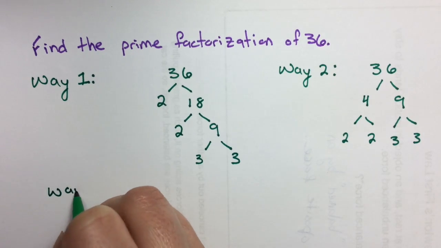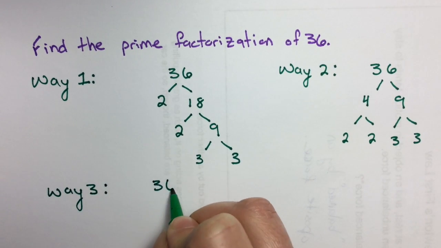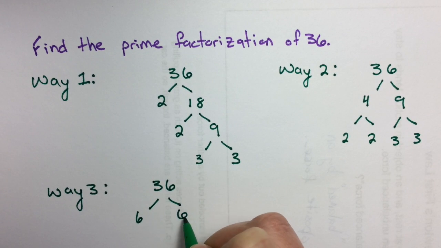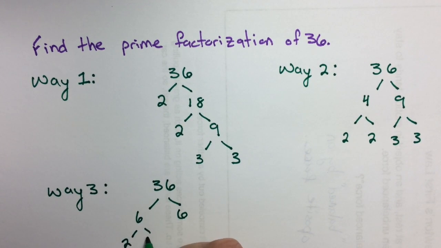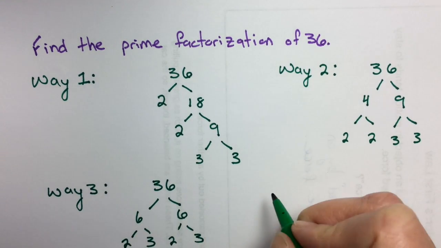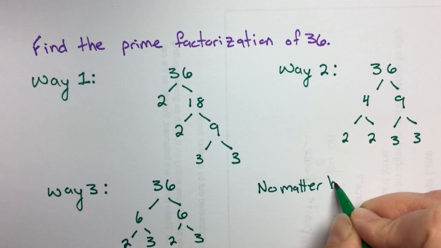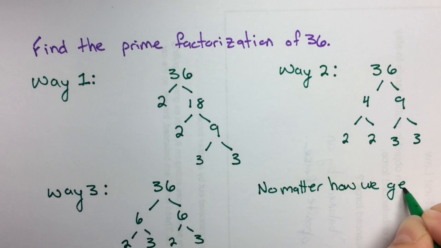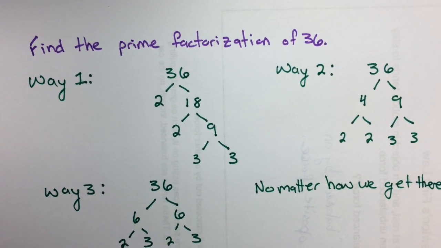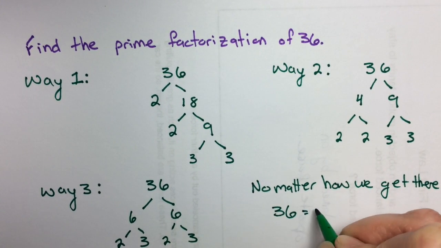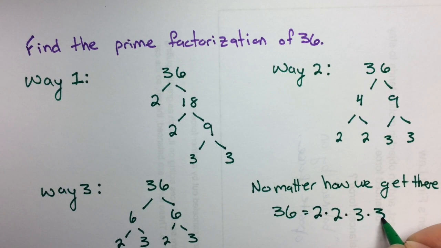This time, I'm going to factor 36 into 6 and 6. Again, I might know that from my 6 times table. Each 6 factors into a 2 and a 3, so again, I get 2 2's and 2 3's. So no matter how we get there, we end up with the prime factorization of 36 being 2 times 2 times 3 times 3.